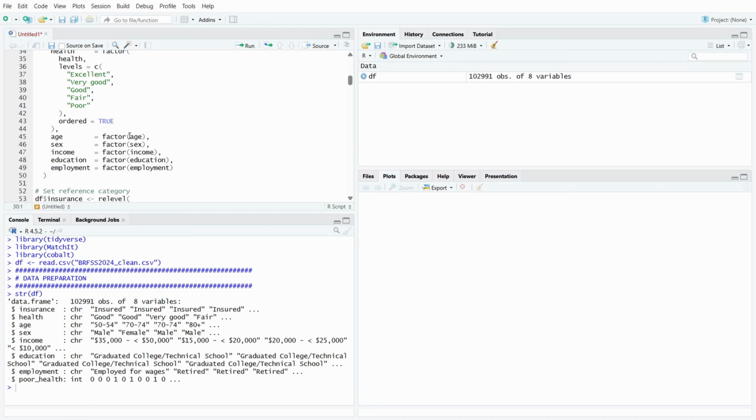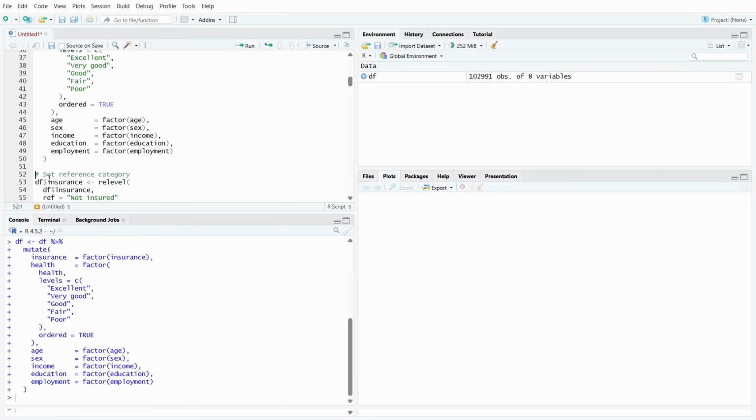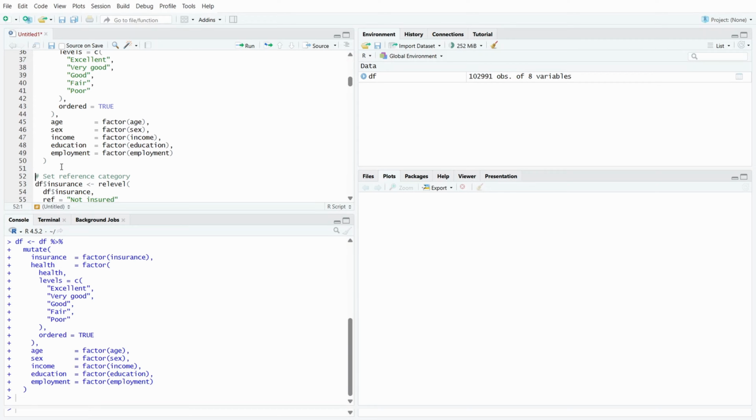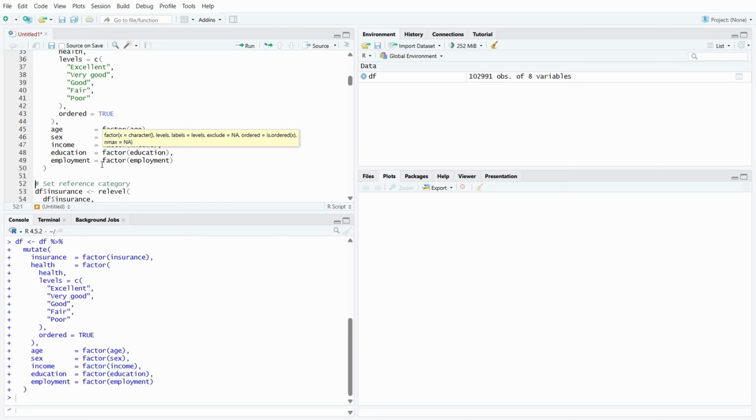Next, we convert age into a factor variable. Although age groups appear numeric in some datasets, these values actually represent categories rather than continuous measurements. For example, 50 to 54 is a category, not a precise age. We also convert sex, income, education, and employment into factors. This ensures that R correctly interprets them as categorical variables during modeling and propensity score matching. Without this step, R might incorrectly treat some variables as continuous numeric values, leading to inaccurate results.